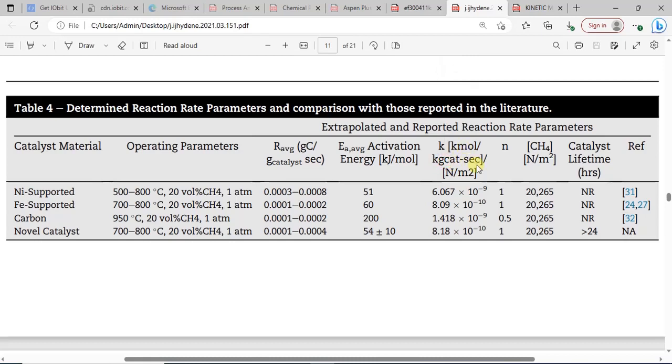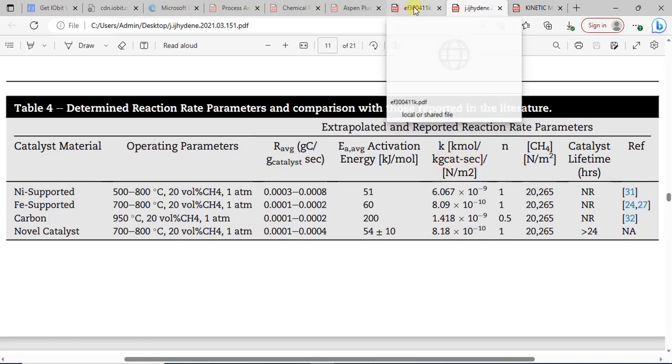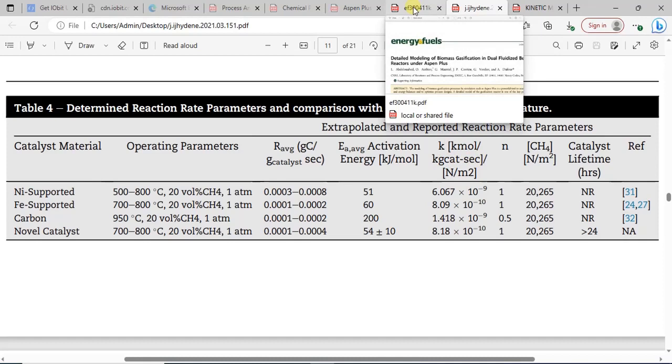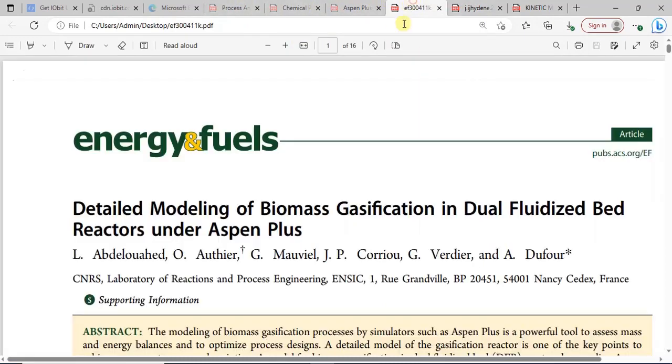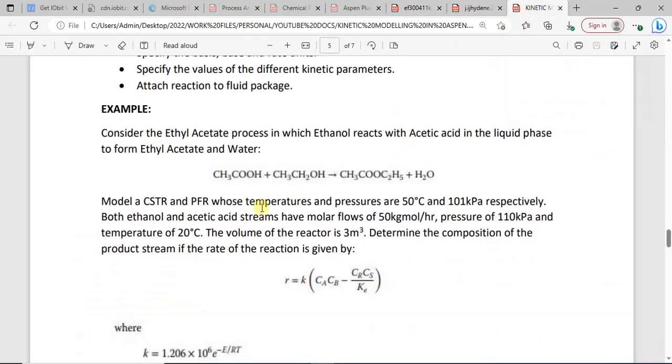Do you get? This one was kg mole per meter cube seconds, while this one is k mole per kg cat seconds. So you know that this has to do with the weight of the catalyst, right? So these are things you check out for when you are sourcing for your kinetic data. So basically, I think we have gone through the introduction, and now you have a solid foundation as to modeling kinetics in Aspen Hysys.